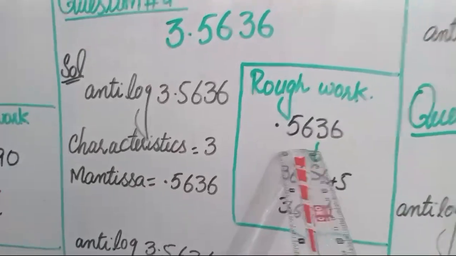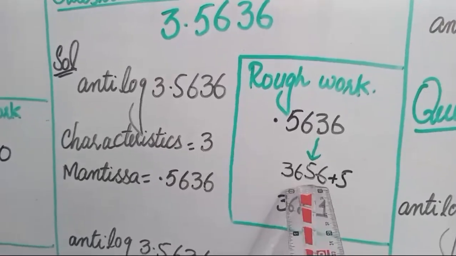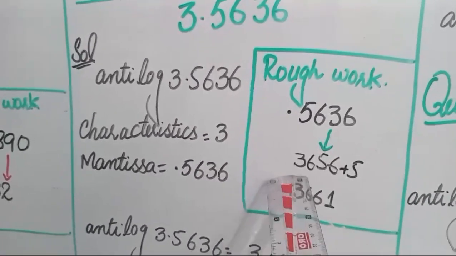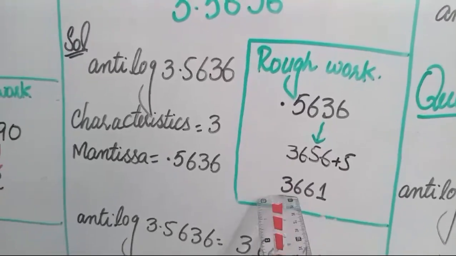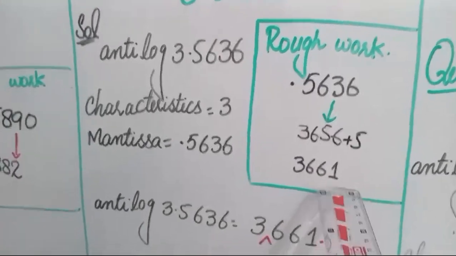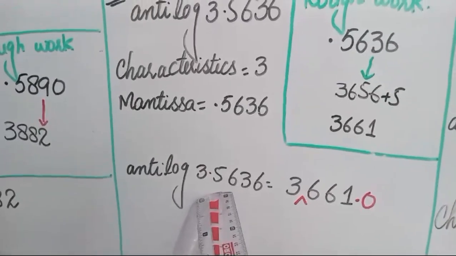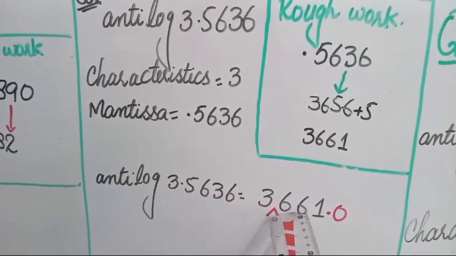When we find the value of 0.56 in 3, we get the answer 3656, and in the mean difference, its value is 5. So we have to add these numbers. 3656 plus 5 is equal to 3661. So our answer for the antilog of 3.5636 is 3661.